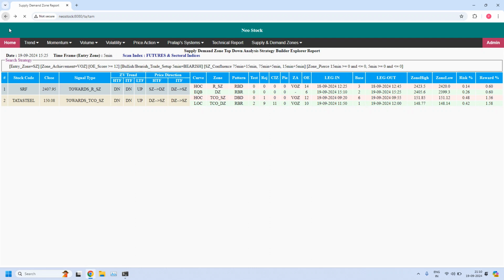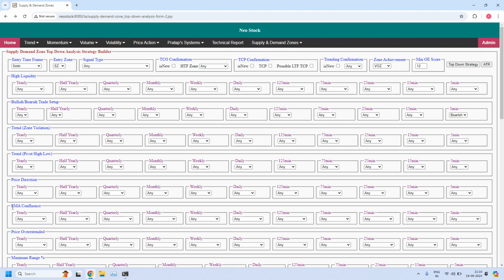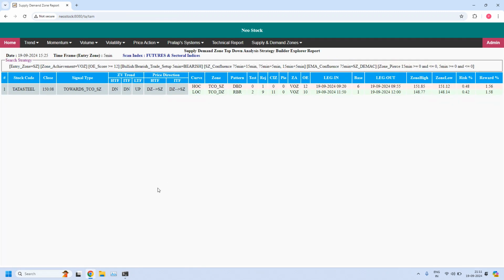SRF also we will verify. But this time, 75 minutes EMA confluence we need to check. In the EMA confluence 75 minutes, because 5 minutes and 15 minutes together are part of the 75 minute zone, and the trend is also down in both. So the 75 minute supply zone is having daily EMA confluence. It is a high probability setup. So Tata Steel is filtered. Good. Moreover, it is a TCO supply zone, high probability setup. So this is about the bearish trade setup for hourly income trade.